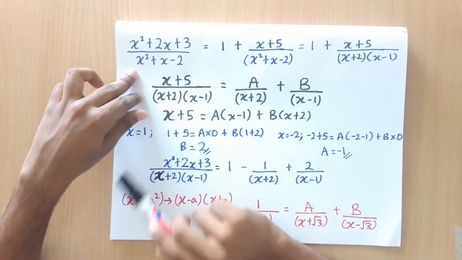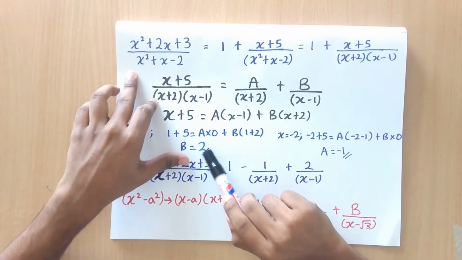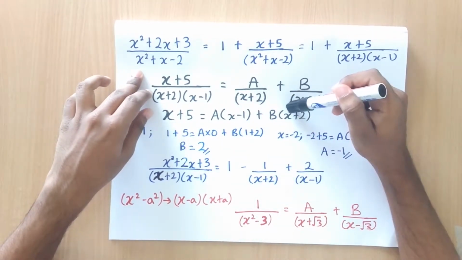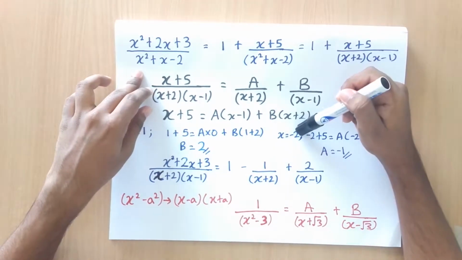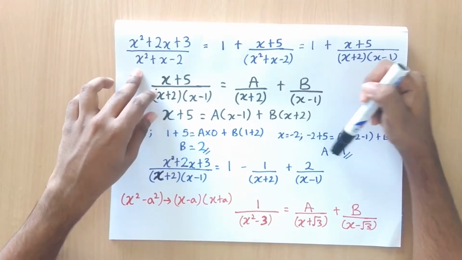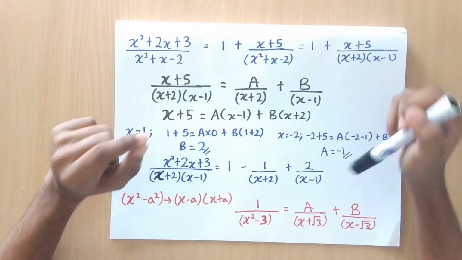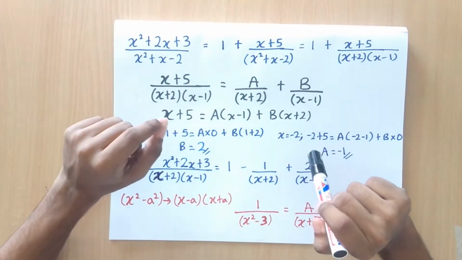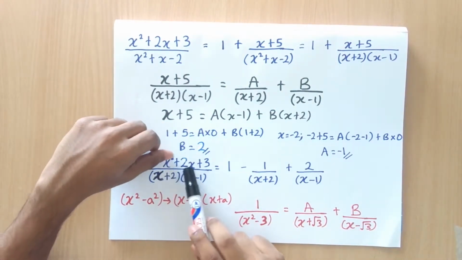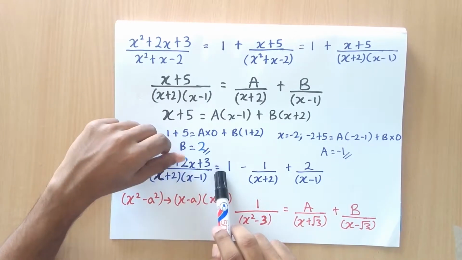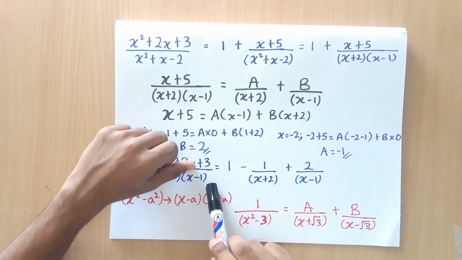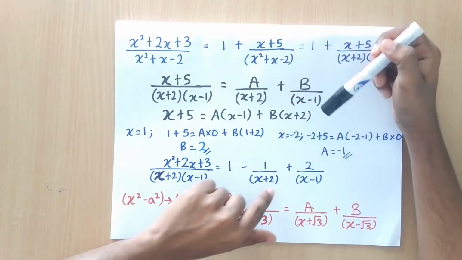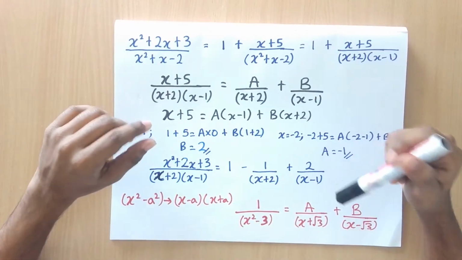So we substitute x equals 1 and we get b equals 2. To find a, we make this 0. So we substitute x equals minus 2. This gives us a equals minus 1. So now that we have the values, we can substitute this into the initial equation. So that gives us (x squared plus 2x plus 3) divided by (x plus 2) into (x minus 1) equals 1 minus 1 over (x plus 2) plus 2 over (x minus 1).